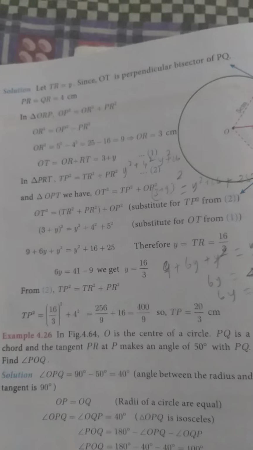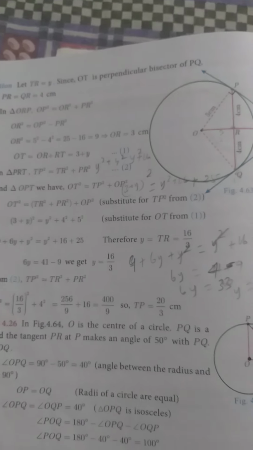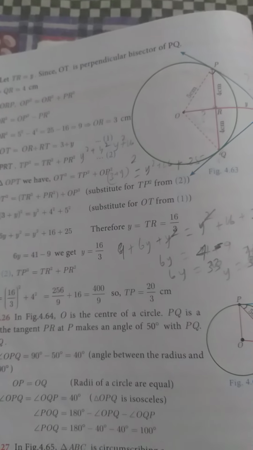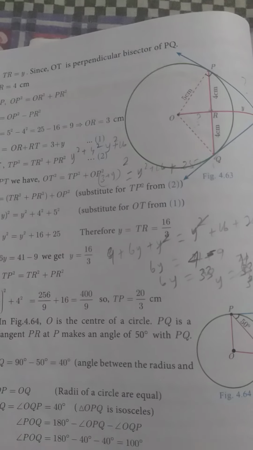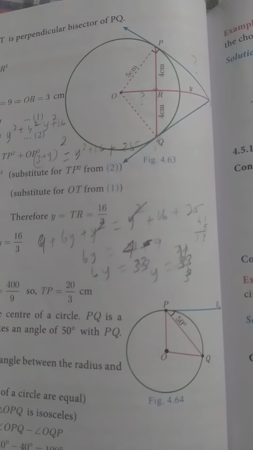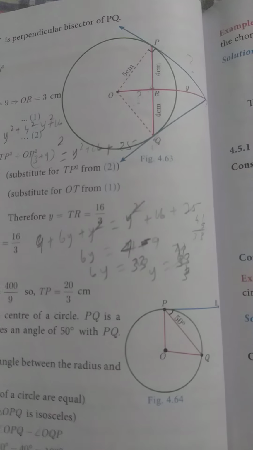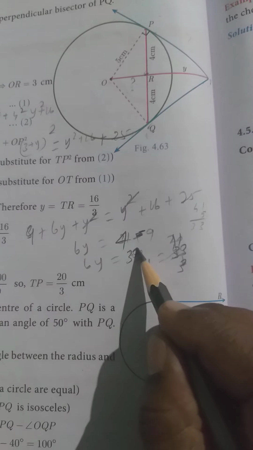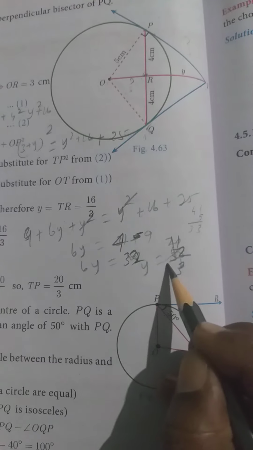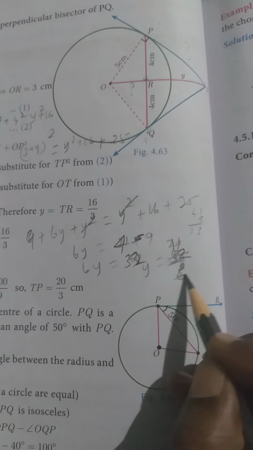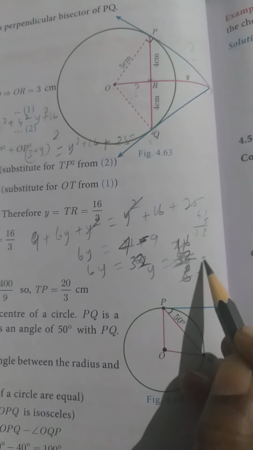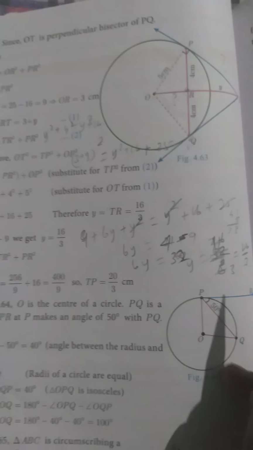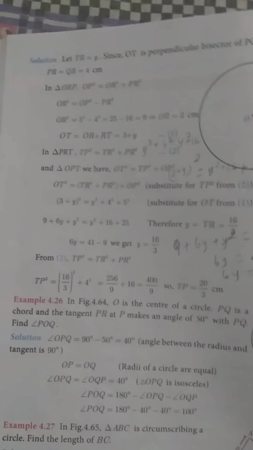11 by 2. Maybe some wrong it will come. 6y is equal to 41 minus 9. Therefore 6y is equal to 41 minus 9, 32 only it will come. Sorry, 32. Therefore 32 by 6. If you cancel it, you get 16 by 3. Therefore that answer is 16 by 3.